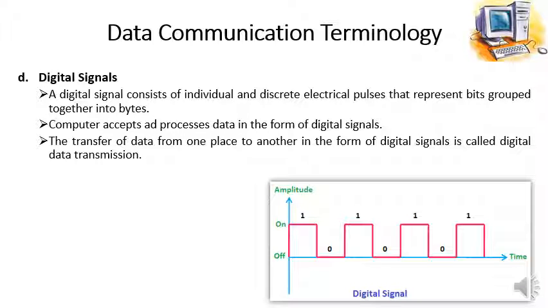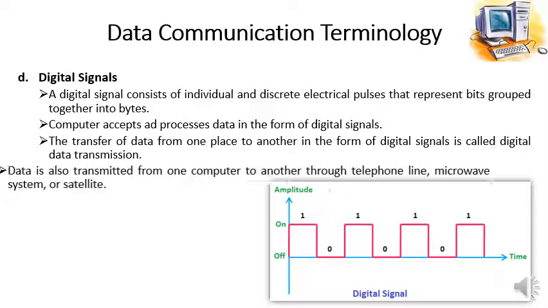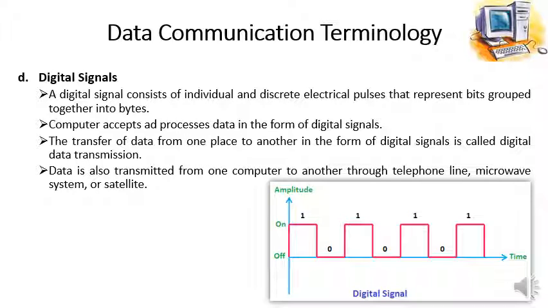The transfer of data from one place to another in the form of digital signals is called digital data transmission. Data is also transmitted from one computer to another through telephone lines, microwave system or satellite, and for that purpose you already know that we use modem. Modem cards are used for this purpose, so that the digital signals which are going to be sent to another computer via telephone lines or satellite communication systems are converted into analog signals with the help of modem.